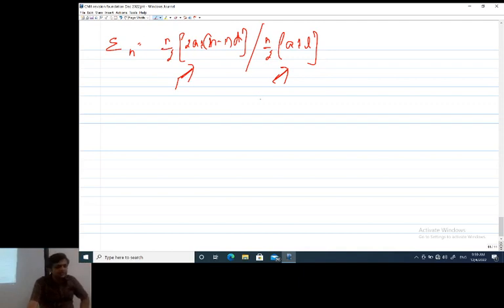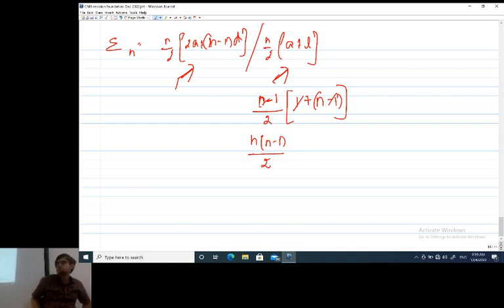So what is n here? n minus 1 is n. Correct? So n minus 1 by 2. What is a? What is L? 1. So you get n into n minus 1 divided by 2. Seventh one. Can we proceed? Seventh one.